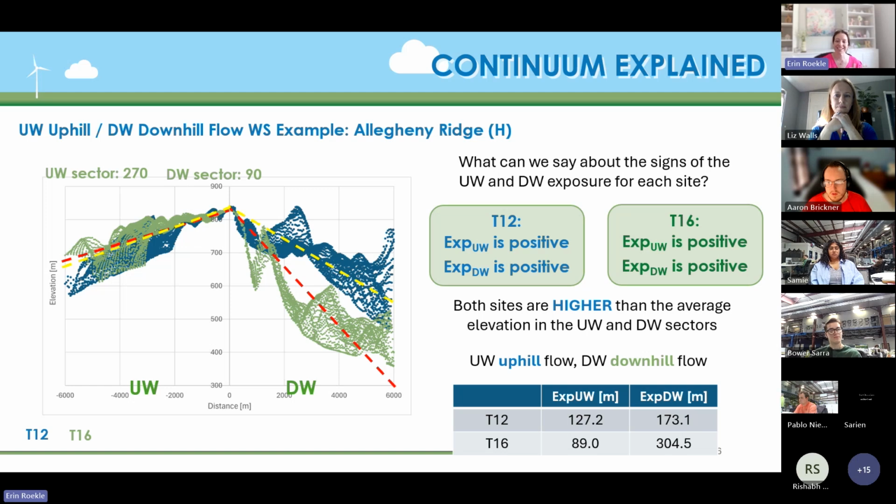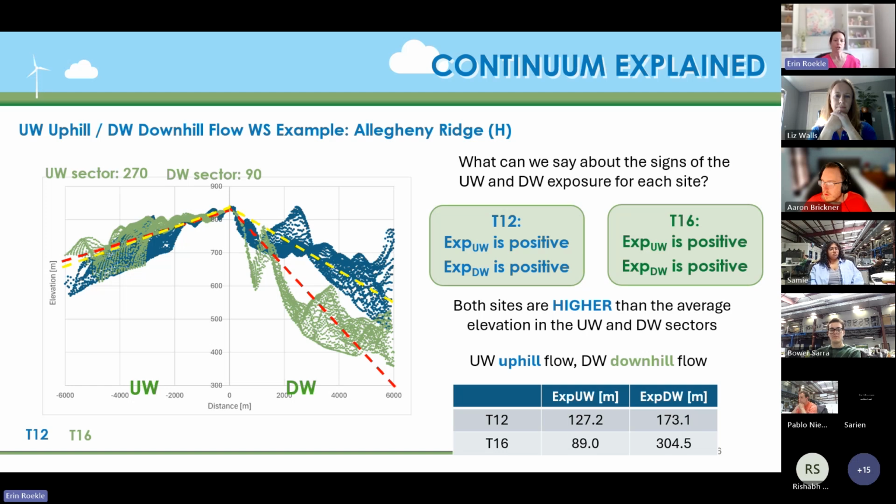So most of the green dots on the upwind side are lower. Pretty much all of our elevation data points are lower than our site of interest. So we have a positive upwind exposure. And then the same thing on the downwind side. The site of interest is higher than the rest of the data. So we have positive for both upwind and downwind for both of our sites that we're looking at. The sites are higher than everything else around them in these two sectors that we're specifically looking at.